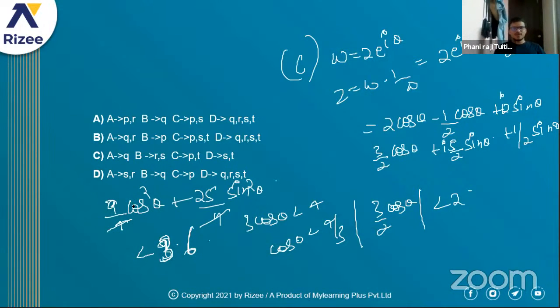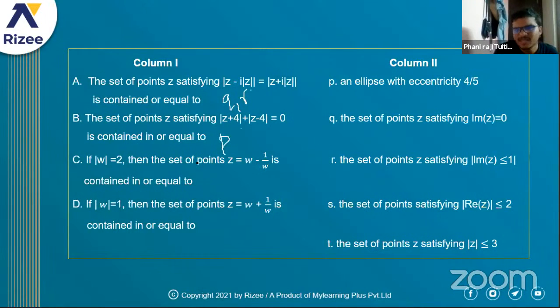Obviously, right? Because cos square theta is less than 1, and sin square theta is also less than 1. So the maximum this can take is 9, the maximum this can take is 25. When you add them both, you get 34. It's less than 36. So yeah, PST is also an option.